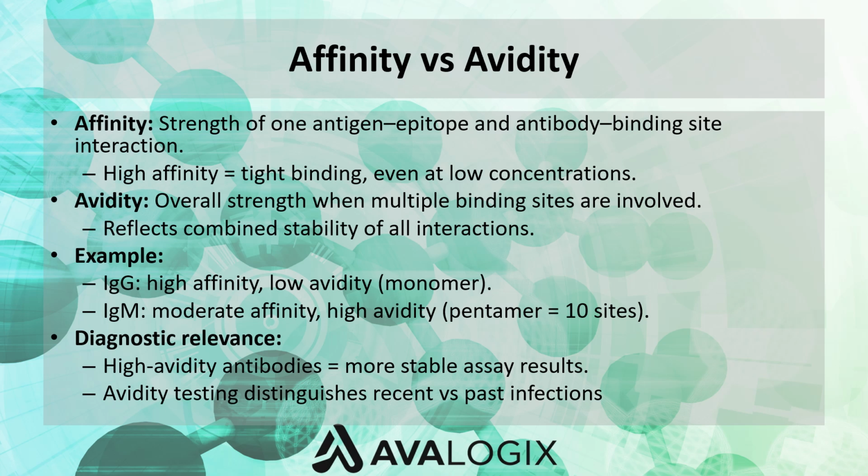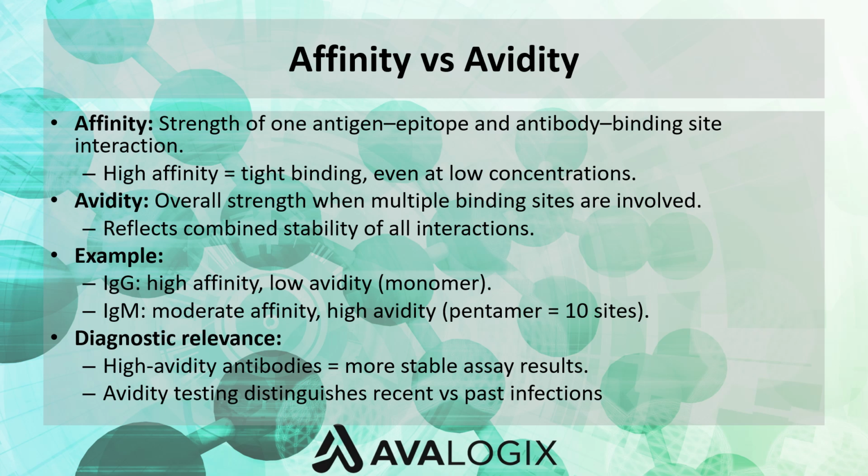Now let's delve into two key concepts that often cause confusion but are essential to understanding antibody binding: affinity and avidity. While these terms are closely related, they refer to distinct aspects of how antibodies interact with antigens. Affinity refers to the strength of the interaction between a single antigenic epitope and a single antigen binding site of an antibody. It's a measure of how tightly an antibody binds to its specific epitope, often described using equilibrium constants. High-affinity antibodies form strong interactions even at low antigen concentrations, making them more effective in neutralization or detection.